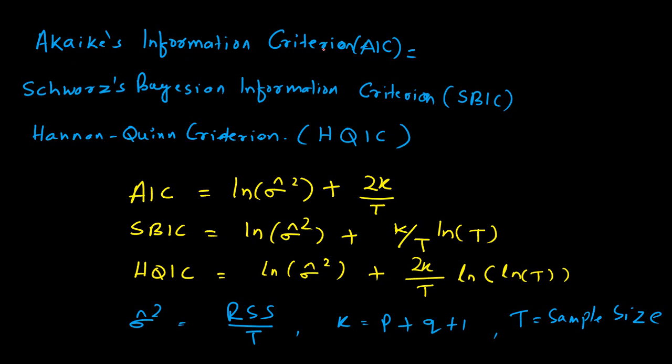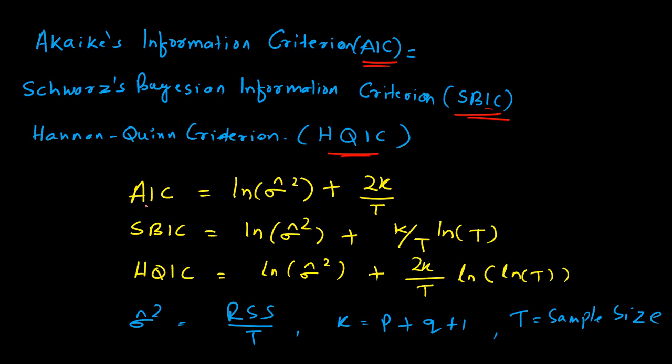So there are three important ones. One is the Akaike information criteria, in short known as AIC. The Schwarz Bayesian information criteria, SBIC, and the third one is the Hannan-Quinn criterion, or HQIC, right? So these are three important standard information criteria used in the industry and academics.